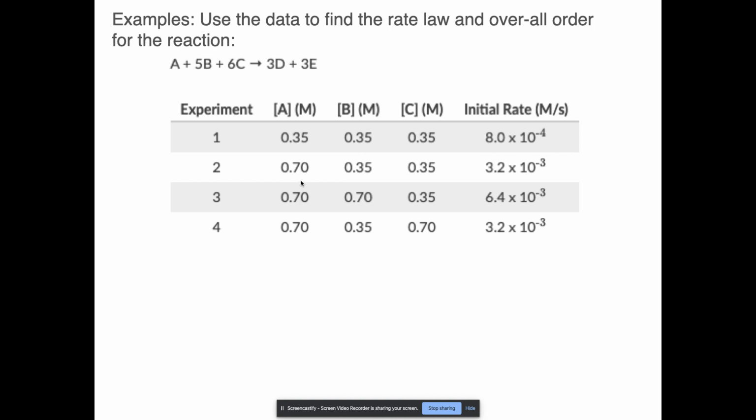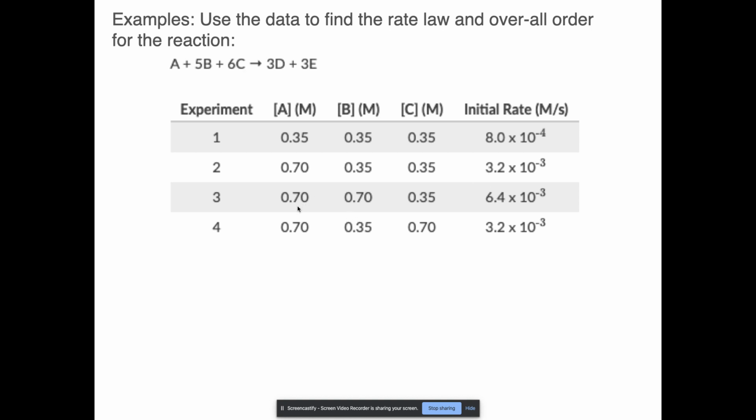So again, if I'm comparing 2 to 3, it looks like these are all the same, these are the same, but this is the only one that's changing. To double it, I'm going from 3.2 to 6.4. That's a doubling. And so since I'm doubling the reactant, and I'm doubling my initial rate as a result of changing that, that means that's going to be first order with regards to B.